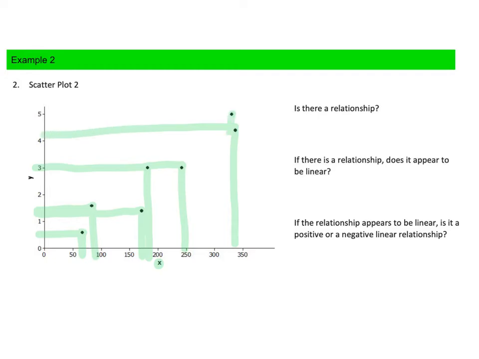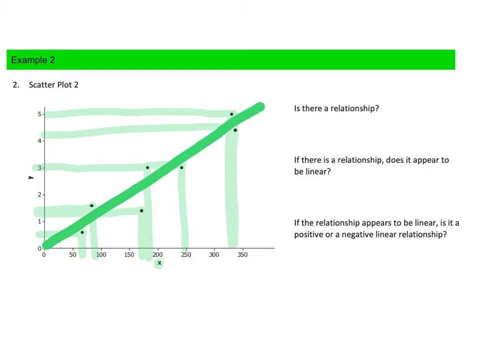So this does form a general pattern. In general here, the larger our x value is, the larger our y value is. So it looks like it's forming a relationship. So our answer for that first question is yes. It does look like it's forming a relationship. As x increases, y increases.